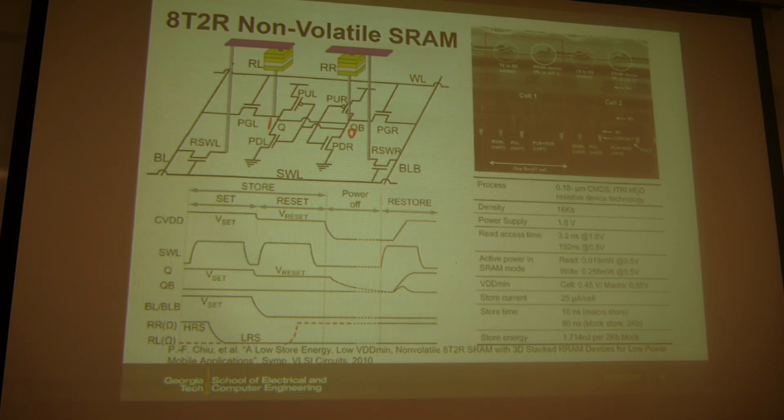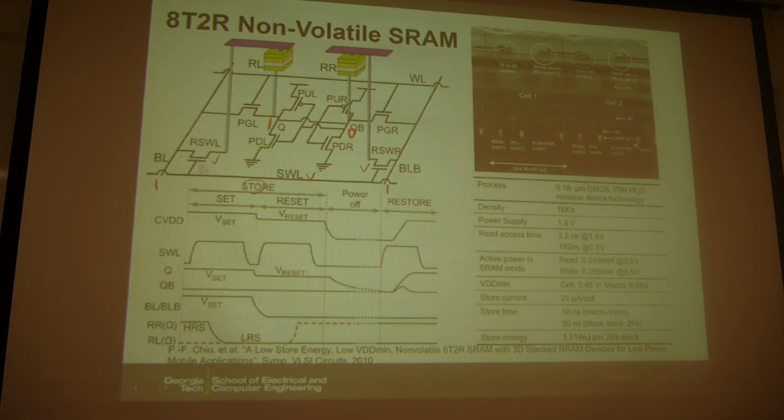This is the timing diagram. First, this is the store operation. You need to turn on the SWL, and then apply 1 to both bit line and bit line bar. If you turn on the SWL, basically this transistor is turned on. This is 1T1R, so this T is turned on.